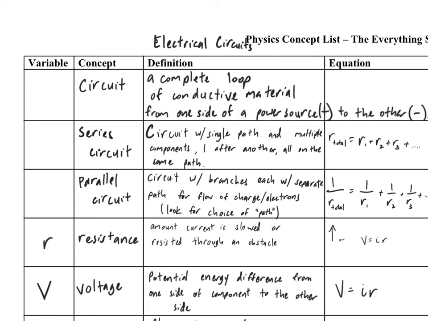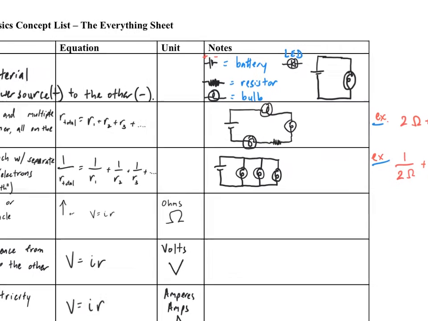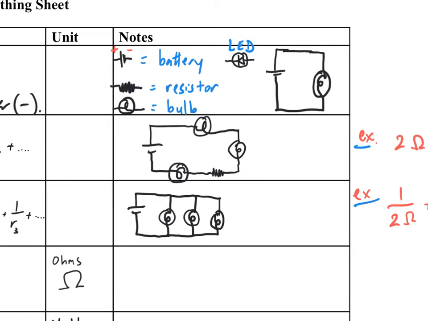So let's take a look at what that would look like. Here we have a little picture of a circuit, and I've labeled in a few different components that might go within a circuit. So here we're starting at a battery, and the battery has 2 sides. It has a long line and a short line. The long line is the positive side of the battery. The short line is the negative side of the battery.